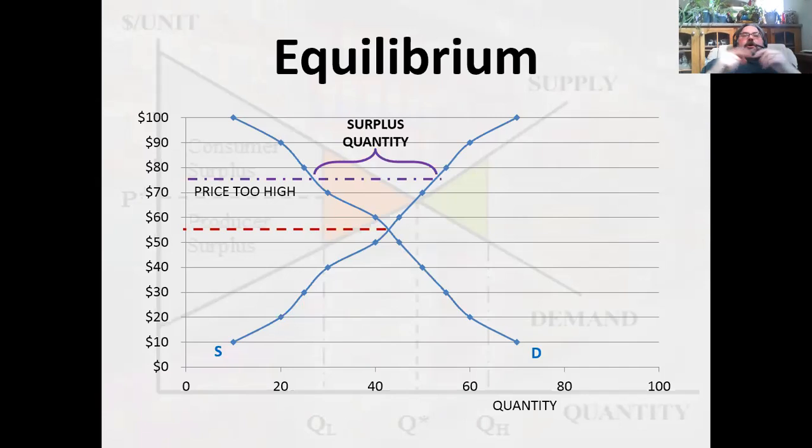Now, the supplier has a goal not to make more per item or make less per item per se. The supplier's goal is to make the maximum total revenue possible. And this is why suppliers are very, very concerned with where that equilibrium point is, because that equilibrium price is maximum revenue for the supplier.